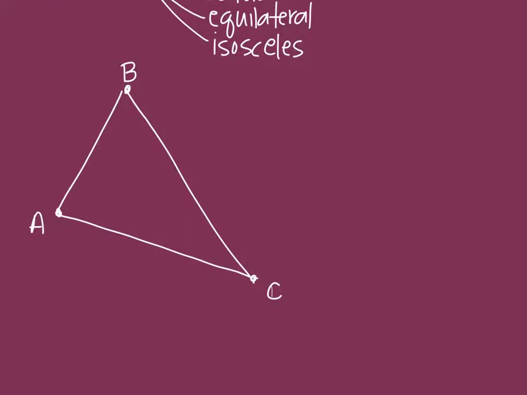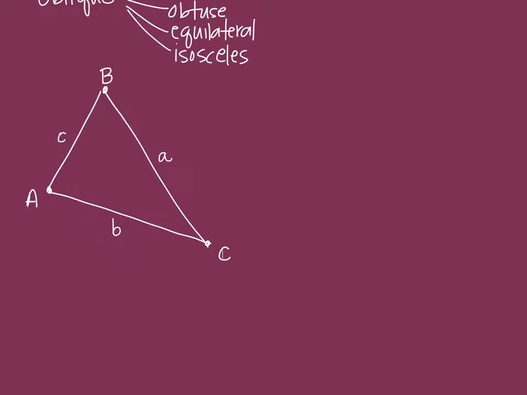We use lowercase letters to go on the legs of the triangle, and they're always directly across from the angle itself. So angle A would have side A directly across from it, and angle B would have side B directly across from it, and then angle C over on the opposite side. Okay, so the idea of the across is going to be important for the law of sines.